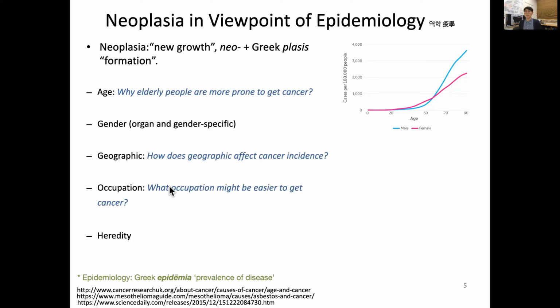So what about occupation? Even occupation might affect the incidence of cancer. In history, chimney boys in England, UK, tended to get cancer. It has been shown that the cause was that chimney boys inhaled a lot of soot, which may have caused a higher incidence of lung cancer.